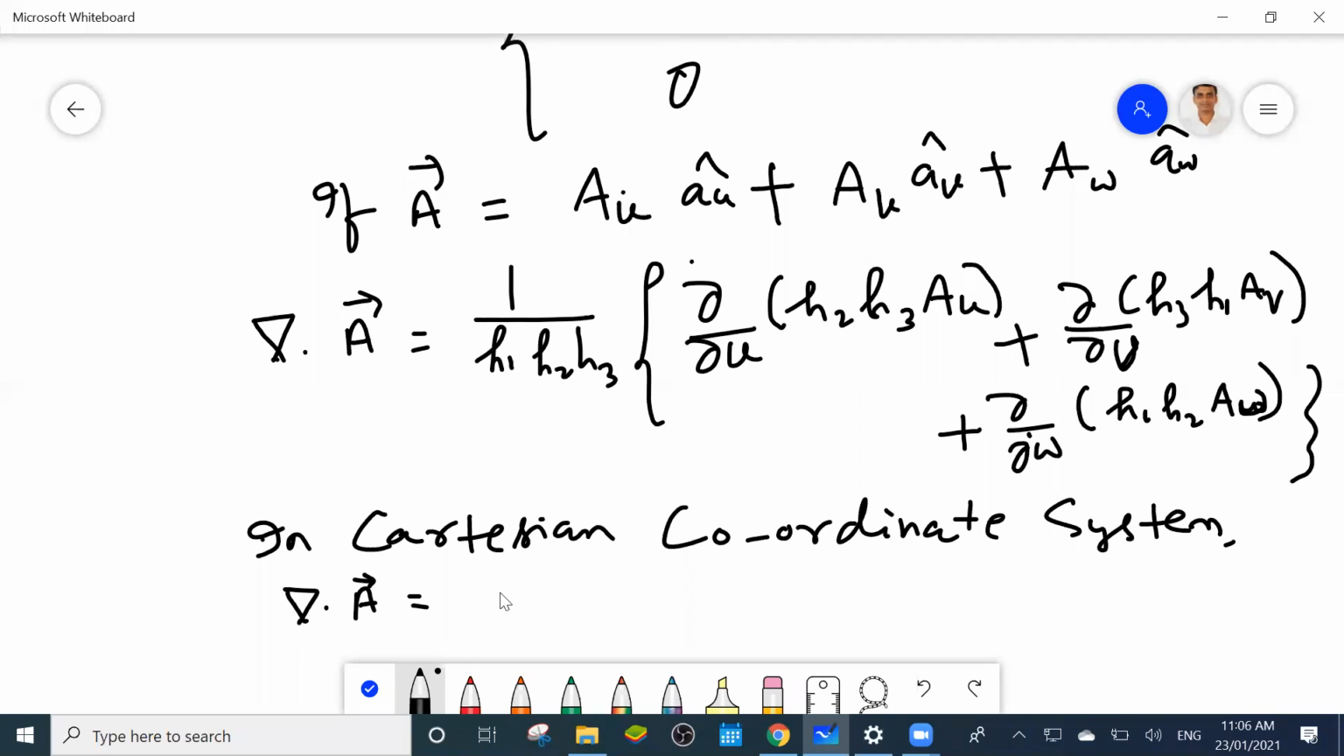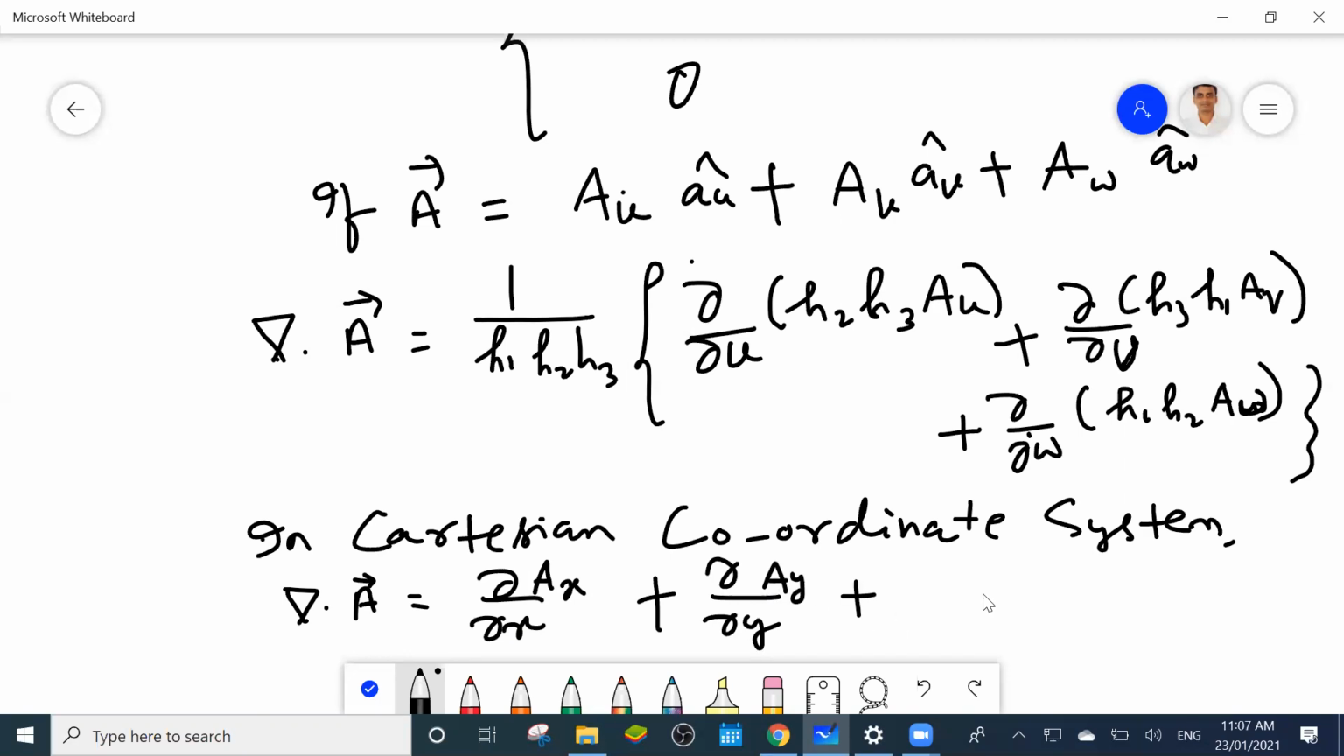1, 1, 1. So that is 1. So this I can write del by del u. In place of u, what can I write? Del by del x, Ax. Del by del x, Ax. h1, h2, h3 value is 1, 1. So in place of u, you can write x. Yes or no? Yes. Plus in place of v, you can write y. So del by del y, Ay.